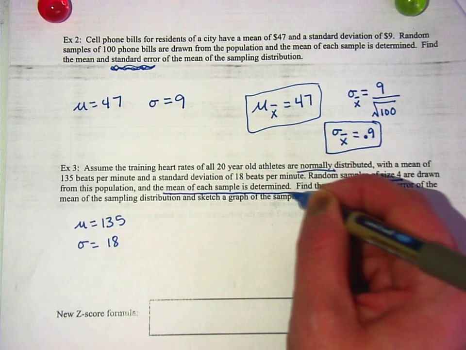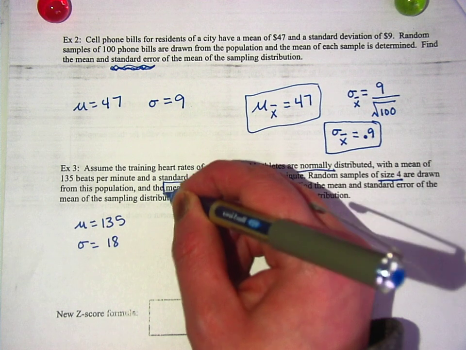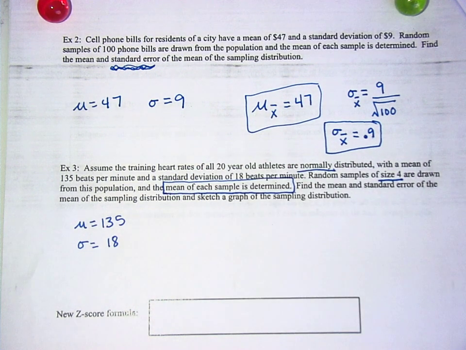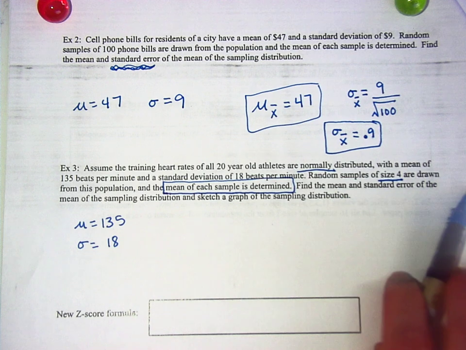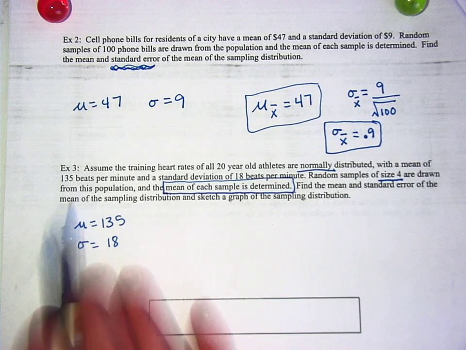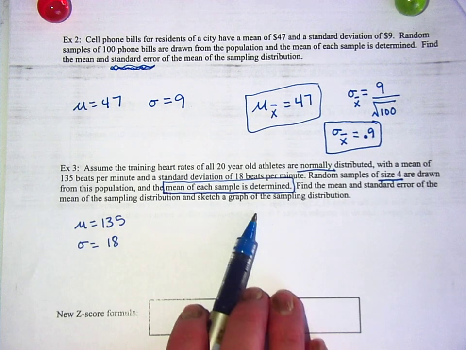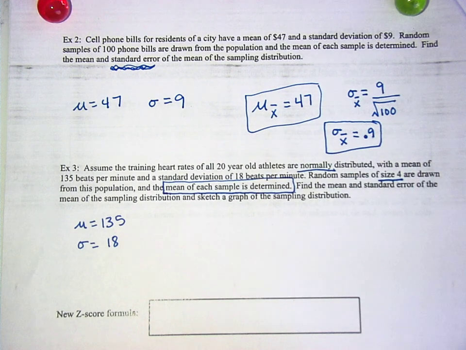Can you see that this tells you it's going to be a central limit theorem kind of question, because they're taking like handfuls of samples and finding the mean now. And now we're looking at all the means. Find the mean and the standard error of the means and sketch a graph. I'm not going to sketch a graph.